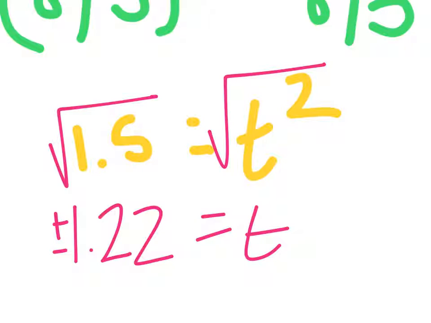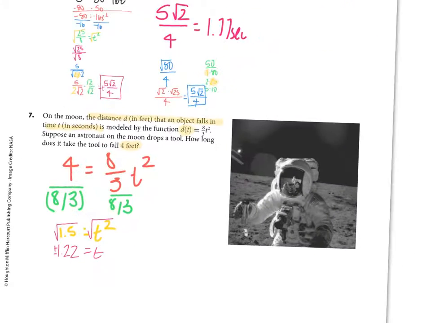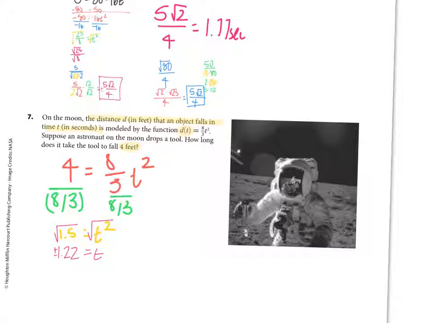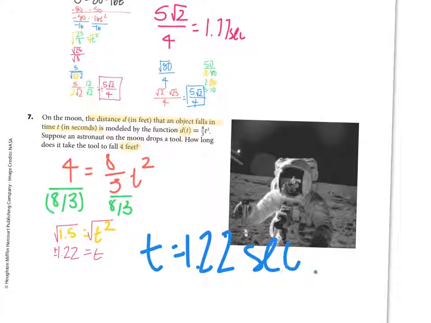But since the answer we're looking for is measured in time, what does that mean about our answers? Do we use both of them? It is just the positive form. So my answer would be the positive: t equals 1.22 seconds.